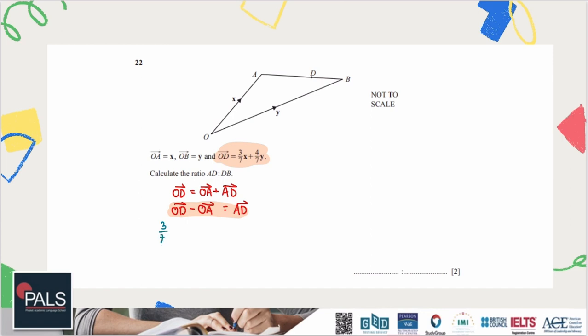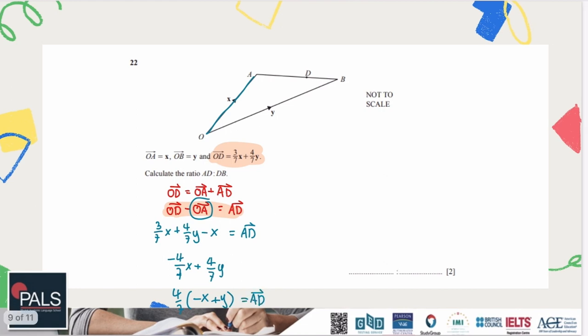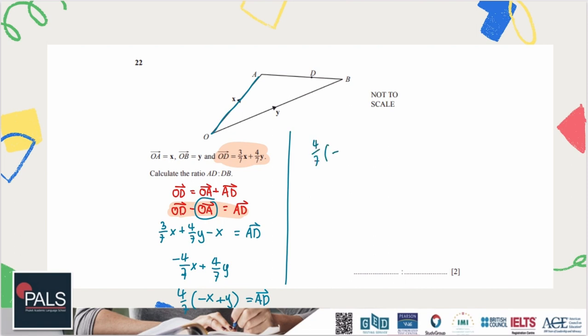So OD is 3 over 7x plus 4 over 7y, and subtract with OA. OA is x, right? And subtract with x equal to AD. So we simplify. We got minus 4 over 7x plus 4 over 7y, right? So it will be 4 over 7 times minus x plus y equal to AD, the vector AD.